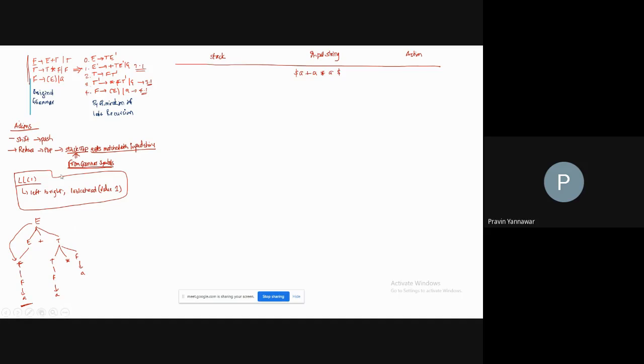But in this case, we have to see that the stack is empty. So what we are going to do is just push dollar.